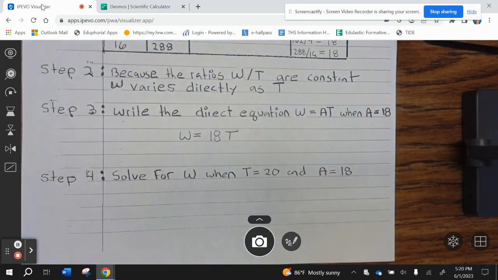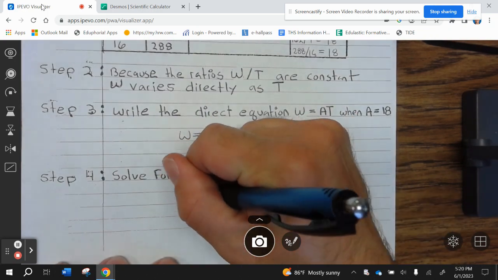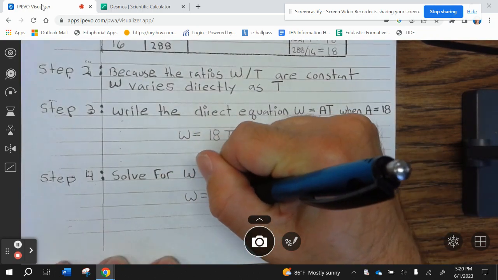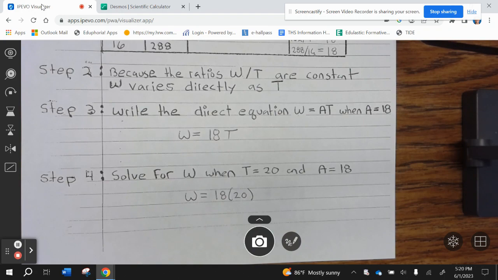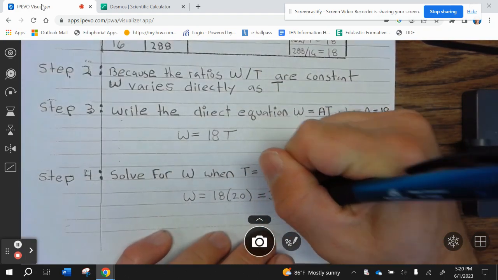And then step 4, solve for W when T equals 20. So all we do is plug in 20. So W equals 18 times 20, which I believe is 360, but let's double check.